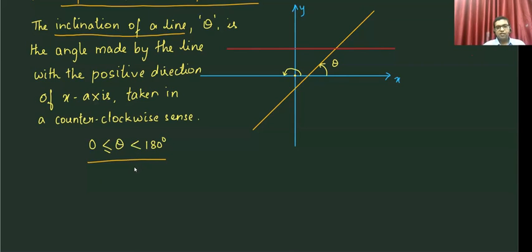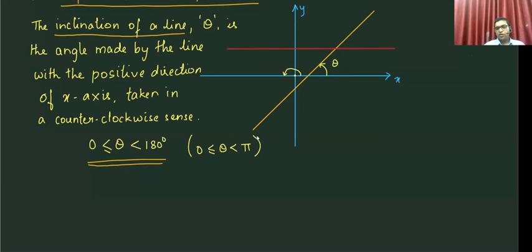Understand? Or in terms of radians, how much is it? 0 to pi radians. Okay, this in degrees. Pi radians is equal to 180 degrees. Okay, that's the angle measure.